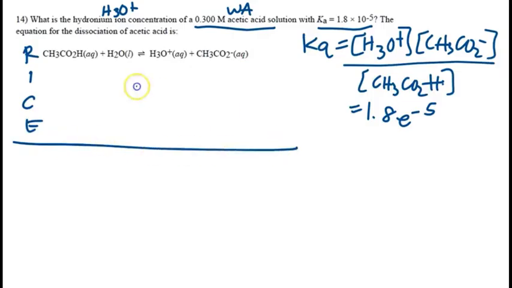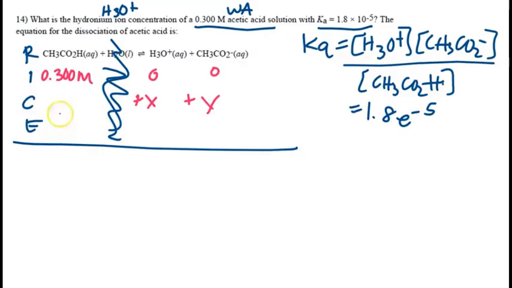So if I use a RICE table for this, the H2O liquid doesn't matter to us, and all I need to do is plug in the values that are given. They already give us 0.300 molar for acetic acid. It's going to be 0 for my initial amounts for my products, plus X for my products, minus X for my reactant. I have 0.300 molar minus X here, and then I have X and X here. Now, looking at my K value that's given, it is 1.8 times 10 to the negative 5, so I can make an assumption with this.